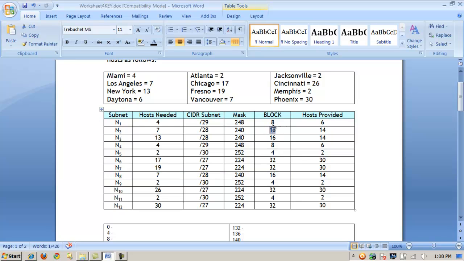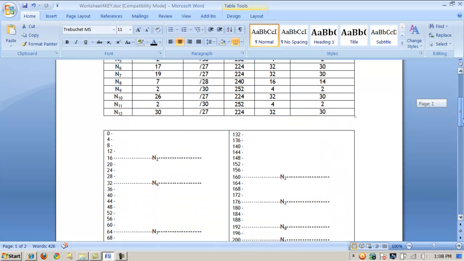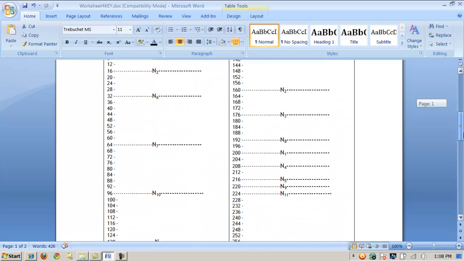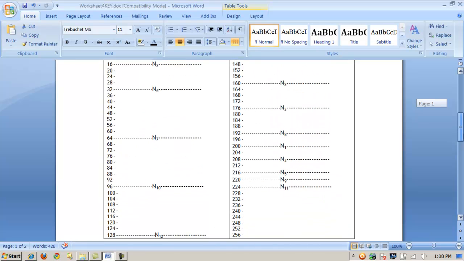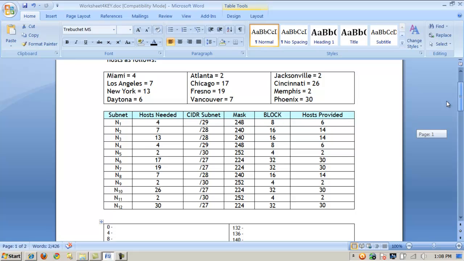Now what's my next largest block? That's going to be 8. So I would want to position those or place those now. So that's going to be network 1 and network 4. And let's go look at our, and again, the smaller it gets, the easier it is to squeeze them in. So network 1 and network 4, based on a block value of 8. And I'll put network 1 here at 200, and network 4 here at 208. And again, as long as it's based on the block or a multiple thereof.